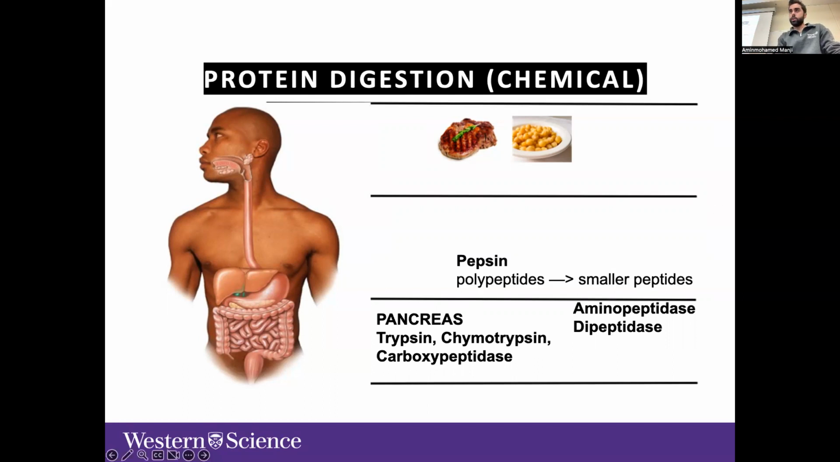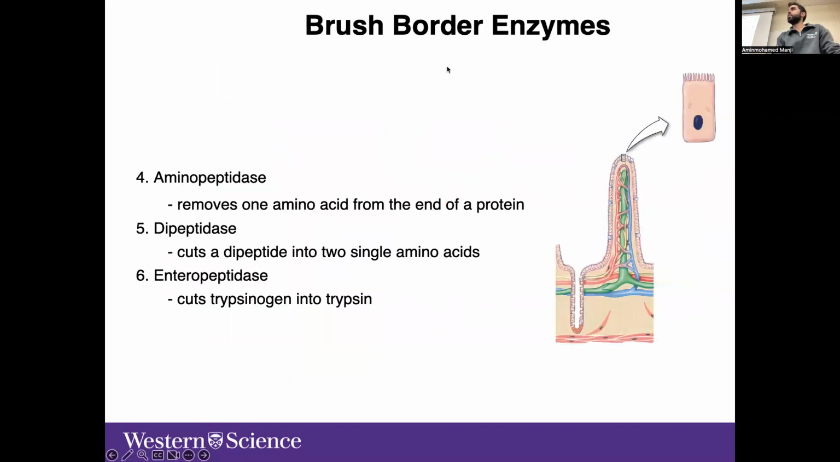Keep in mind, starting off with these aminopeptidase and dipeptidase enzymes, these are found in the small intestine. Remember the brush border? These are brush border enzymes, just like lactase, sucrase, and maltase. These are physically found within the membrane of the small intestinal cells. They are part of that brush border. Aminopeptidase, dipeptidase. You also have a third one, enteropeptidase. This is important for activating the pancreatic enzymes, which we'll see in just a second.